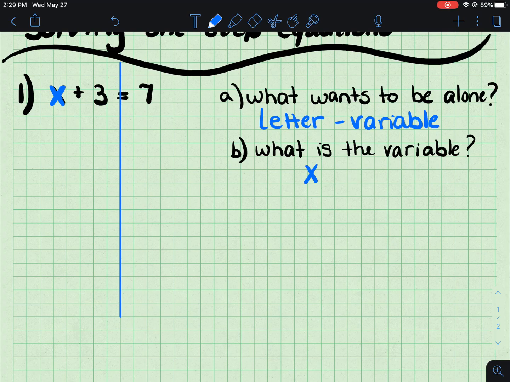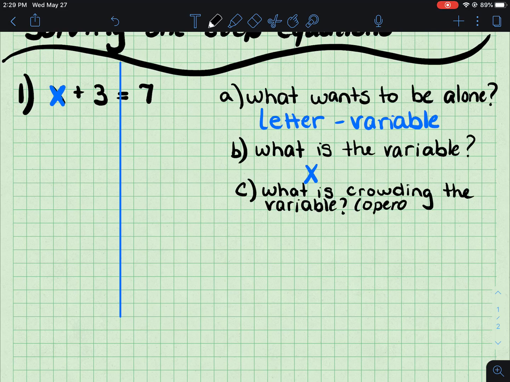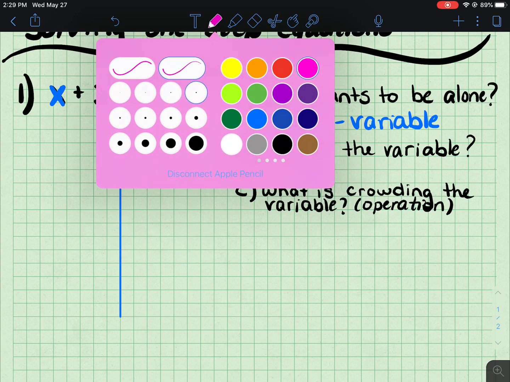Okay? Now my next question, and I go through these questions as I'm doing algebra, especially as I get to the higher up stuff. I need to make sure I know what's happening here, and in this case I want to ask basically, what is the problem? What kid is sitting too close to that X? What is crowding the variable? And I also want you to include the operation. And I want to know what operation is going on. And in this case, what's crowding the variable is a plus 3.